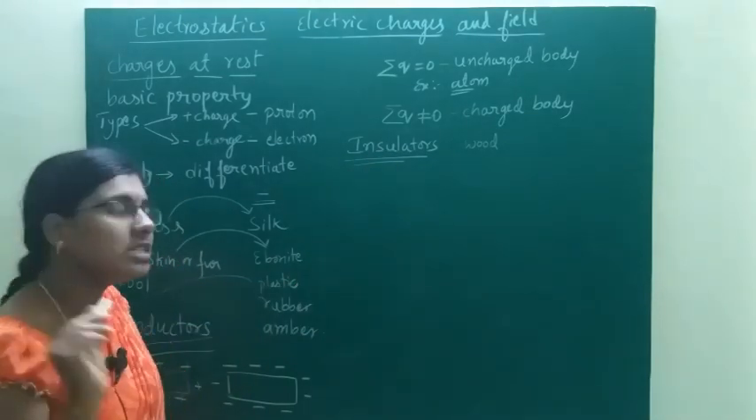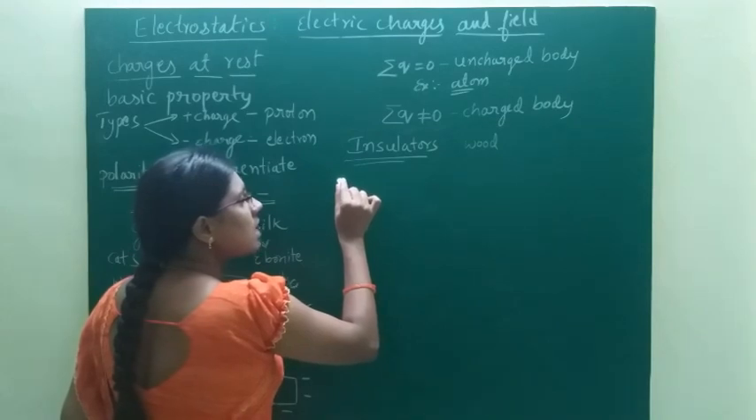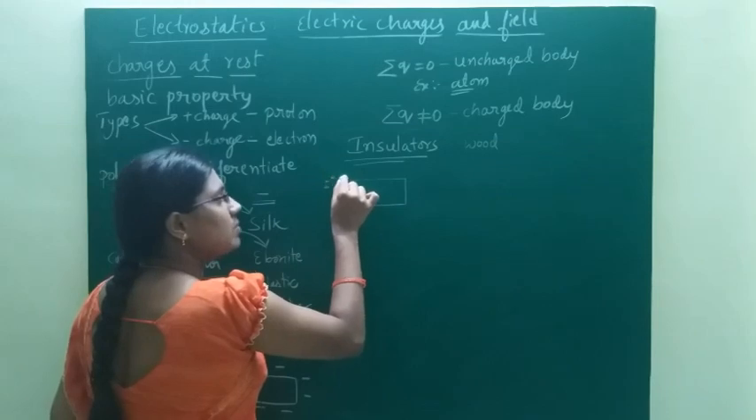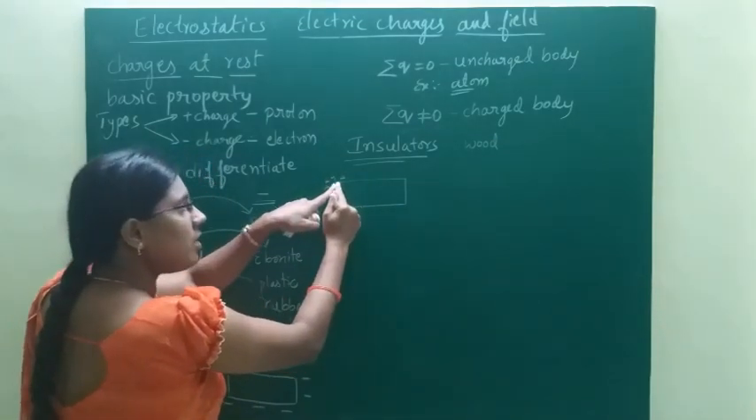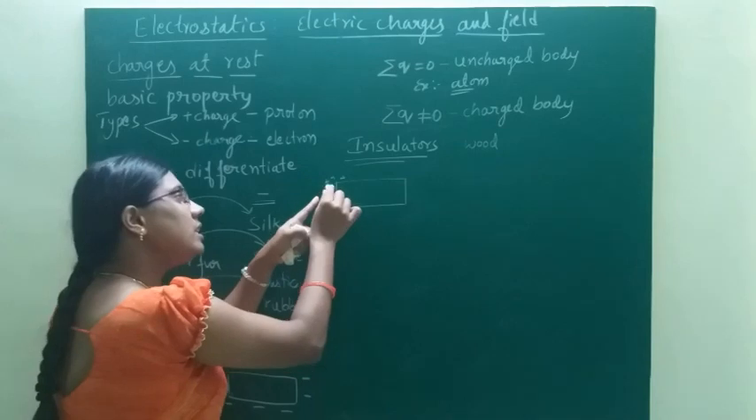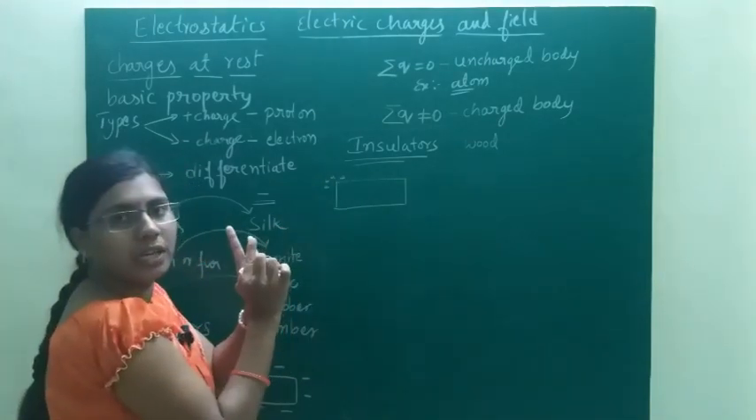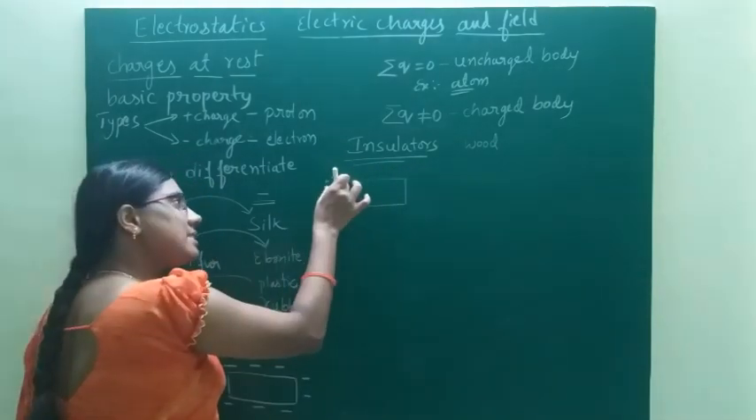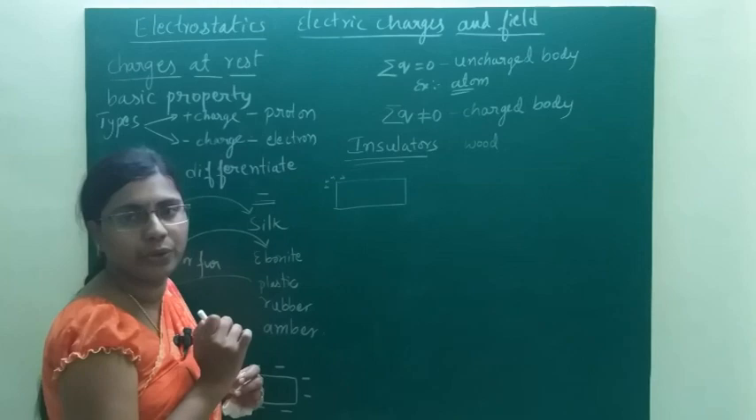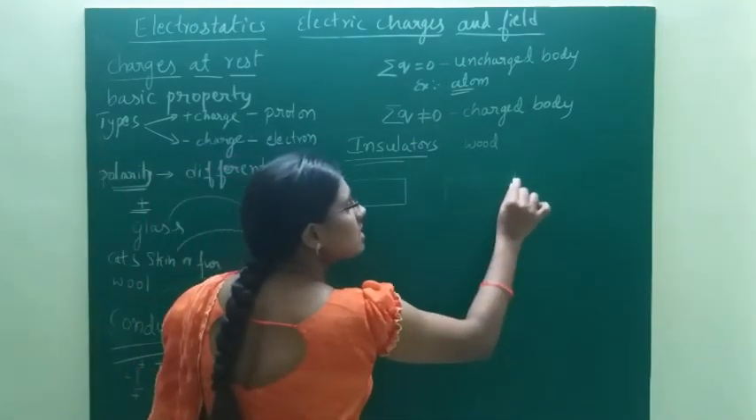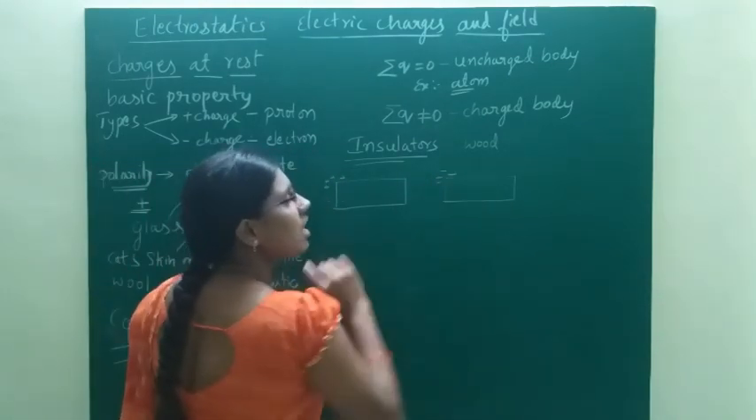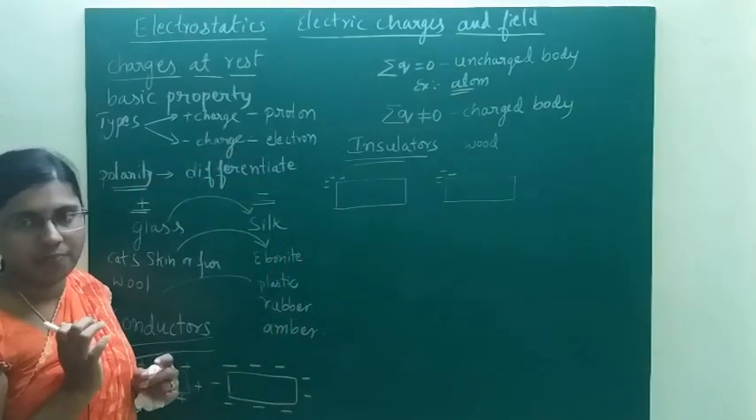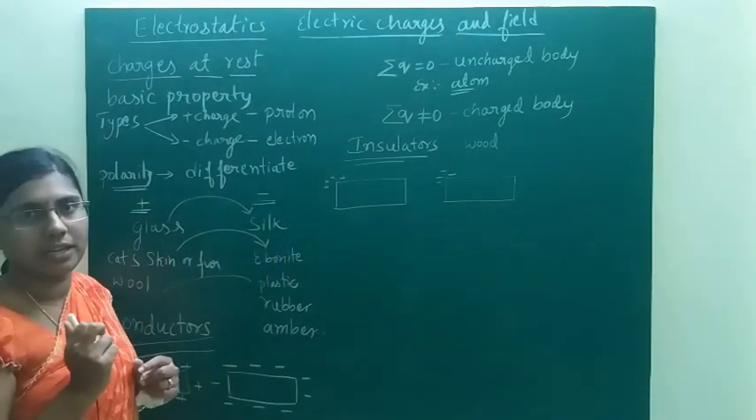In the case of insulators, the charges reside at the point where you have put them. If you rub this part of the insulator with another, the charges will reside at this point only. In an insulator, charges cannot be distributed over the surface. They stay at the same place where you have put them, whether on a positively charged or a negatively charged insulator. So this is about insulators.